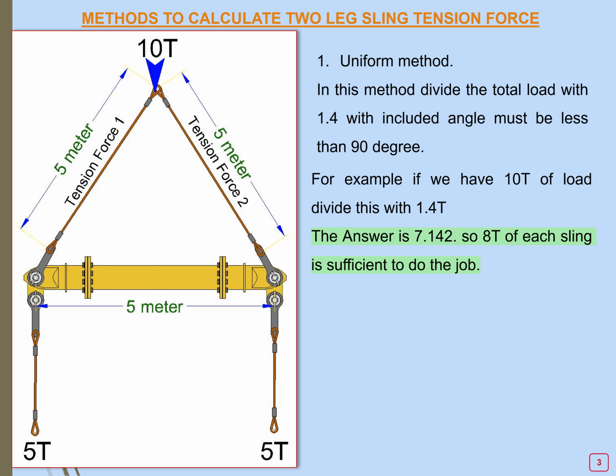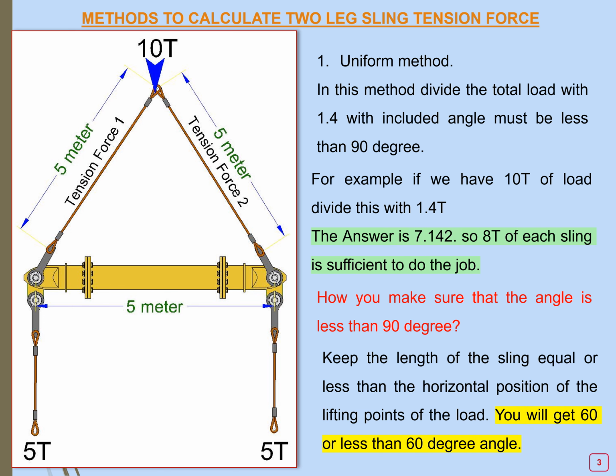Now when we divide this 10 ton, the answer will be 7.14. But as we know, slings of 7.14 ton are not available in the market, so we use 8 ton for each sling, which is sufficient to do this job. But now the question is, how do you make sure that the angle is always less than 90°?